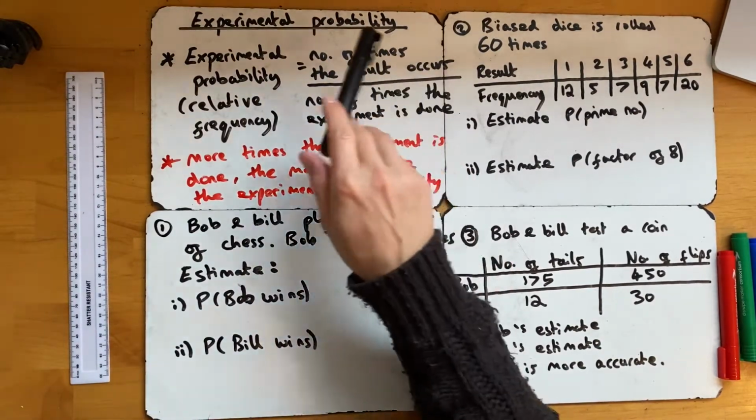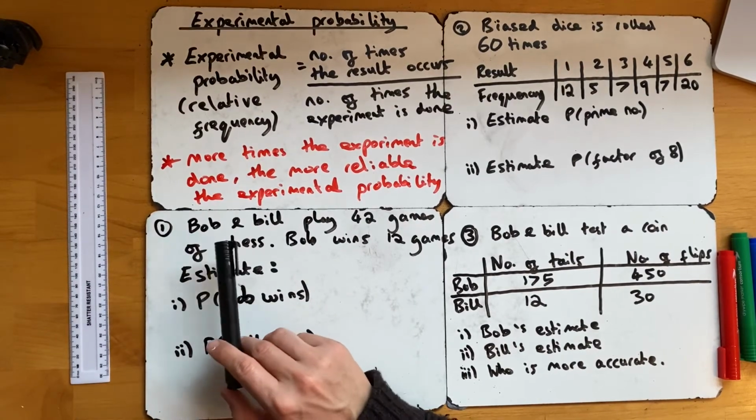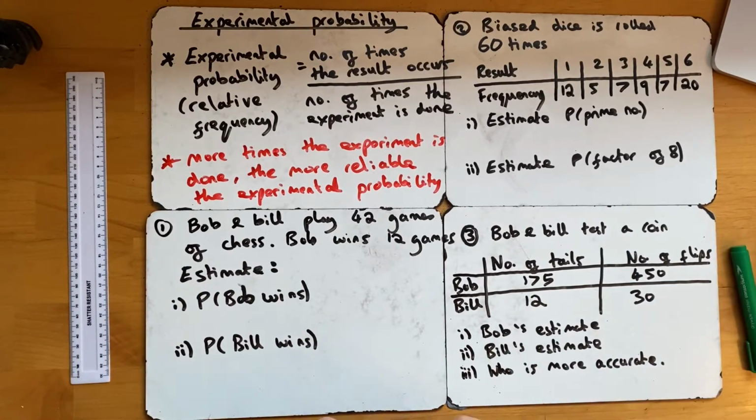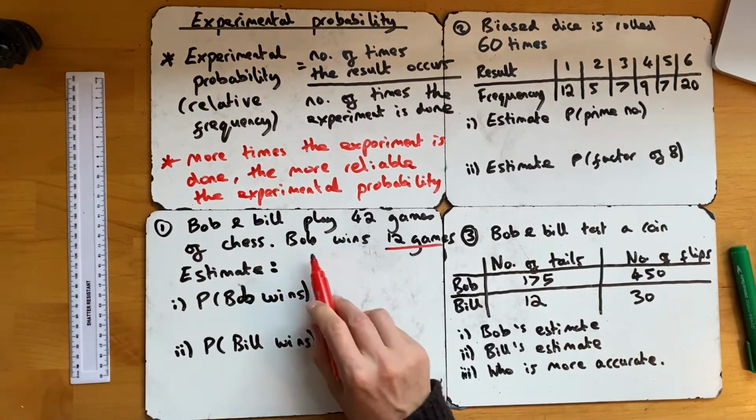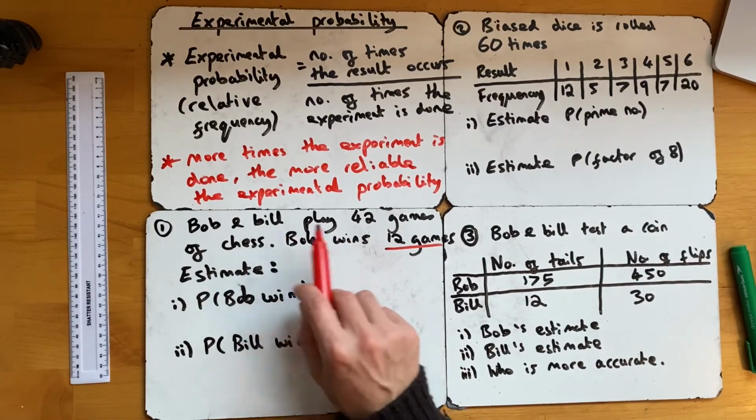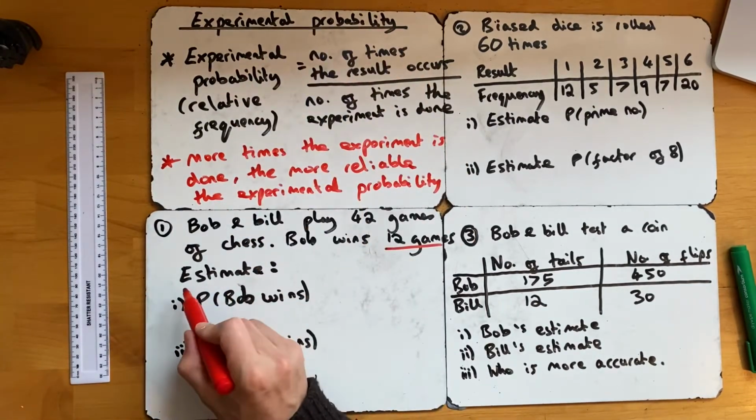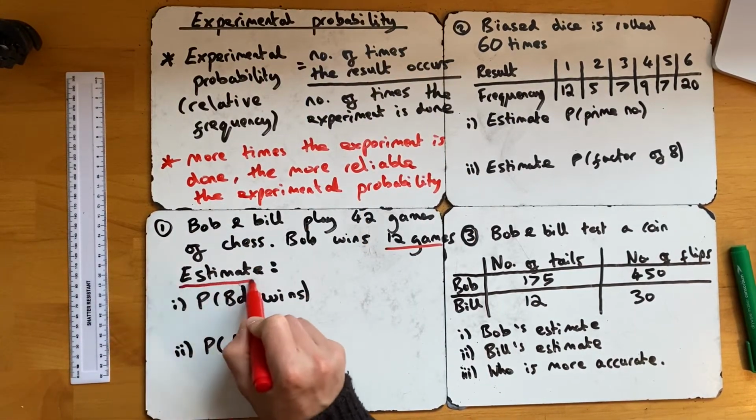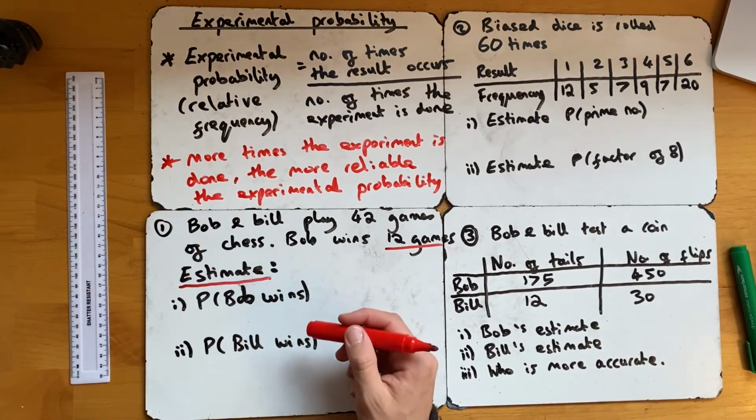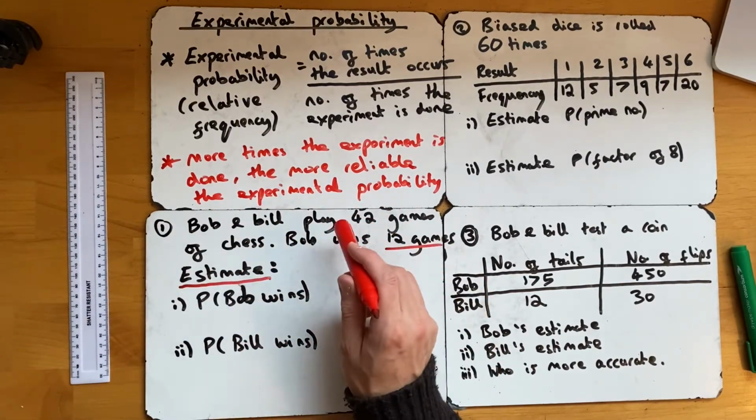Okay, so if I look at it in terms of questions and real life scenarios, we'll go from there. Question 1. Bob and Bill play 42 games of chess. Bob wins 12 games. So we know Bob wins 12, it's 42 in total, so we also know that Bill won 30. Now, with experimental probability, they always use the word estimate. The reason it's an estimate is not because you're guessing, but because you're basing it on the experiment results.